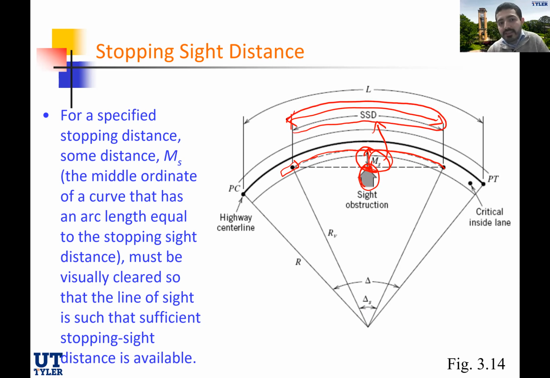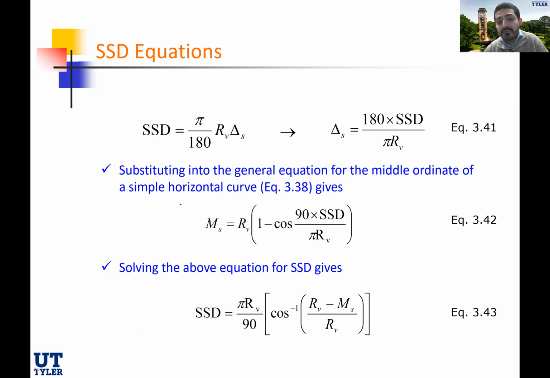So for a specified stopping sight distance, the Ms, which is the middle ordinate of the curve that has an arc length equal to the stopping sight distance, must be visually clear. Nothing can be there, so that the line of sight is such that sufficient stopping distance is really available. And the equations are defined for you already.